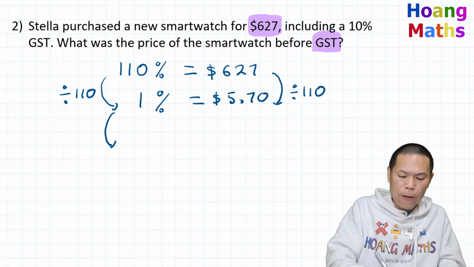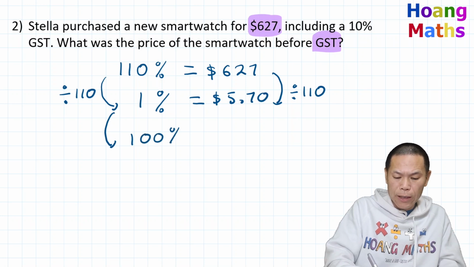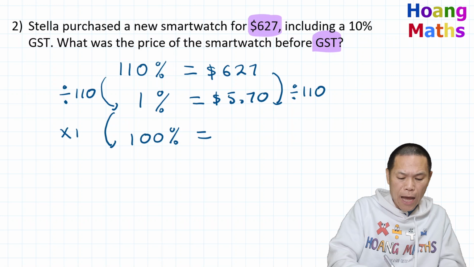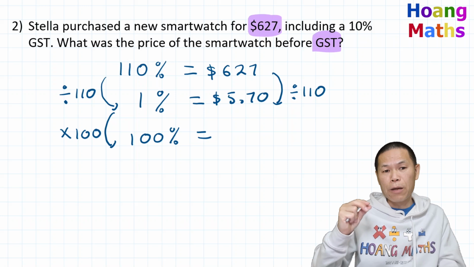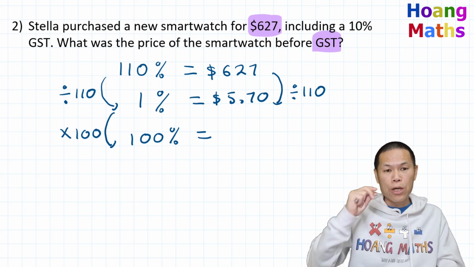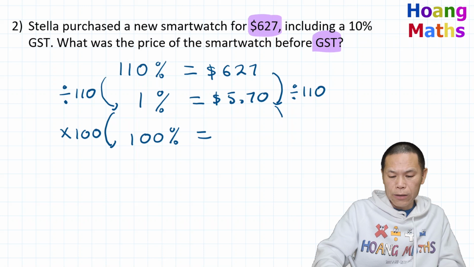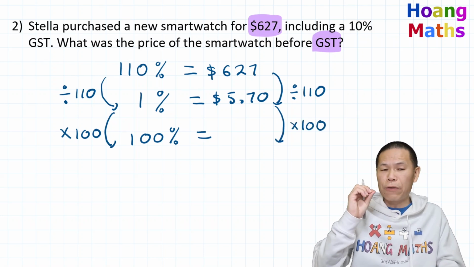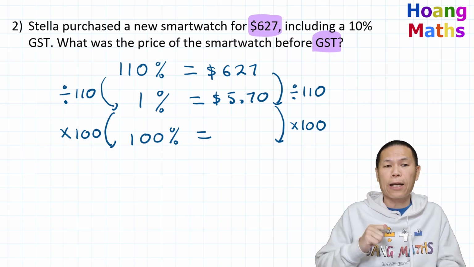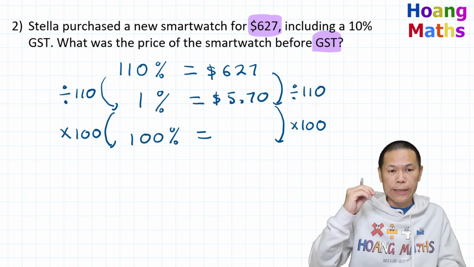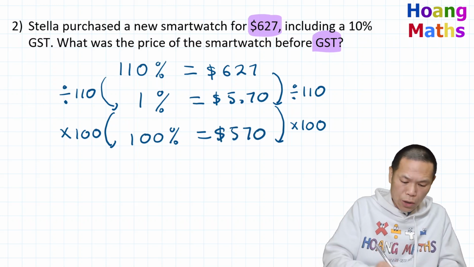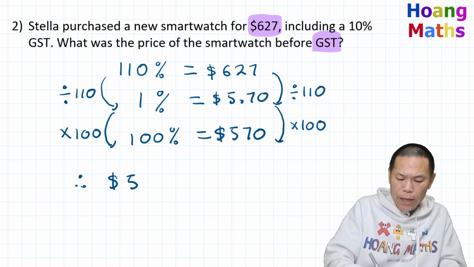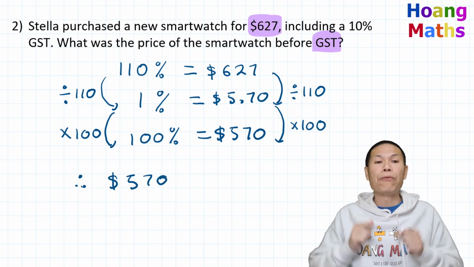So that means from here to here, we need to work out 100%. So this means that we need to times 100, because from 1% to 100%, we times by 100. Because I times 100 on the left hand side, I do the same thing on the right hand side. So 5.70 times 100, if you put that on a calculator, you should get 570. So that is $570. So therefore, $570 is the price before GST.